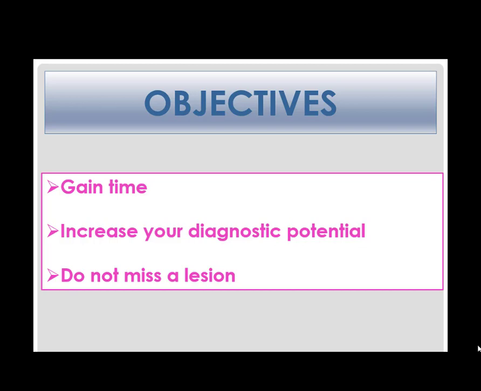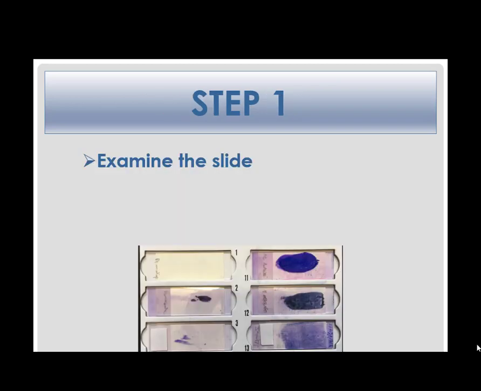For example, it's not just because you see bacteria within a neutrophil, which indicates infection, that you shouldn't look for an underlying tumour that may also be present. The best thing is to examine your slide as soon as it comes out of the stain. It will already provide you with information.